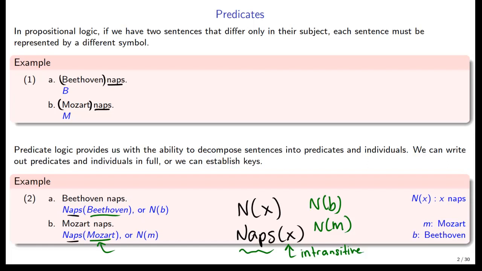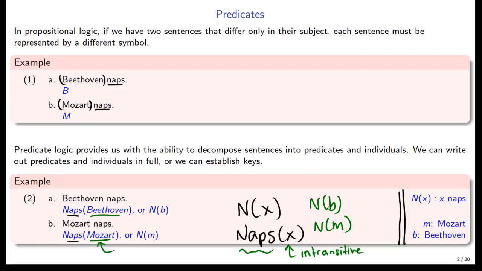The difference between writing the full version or the short version is that if you do the short version, you have to define keys so that way people know what you're talking about. If you just write NX, then people don't know what N means, they don't know what M means, they don't know what B means. But if you write Naps Beethoven, then it's very clear what everything means. So when going from propositional to predicate logic, we get something that's much more linguistic in nature, something that matches our syntax a lot more closely.